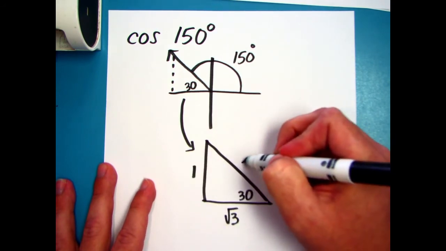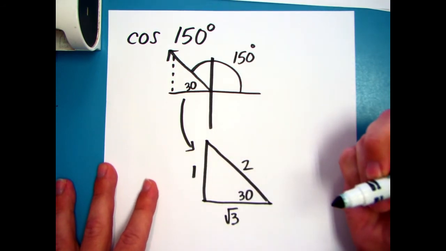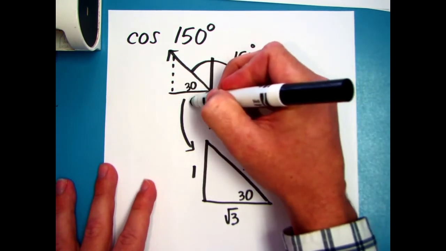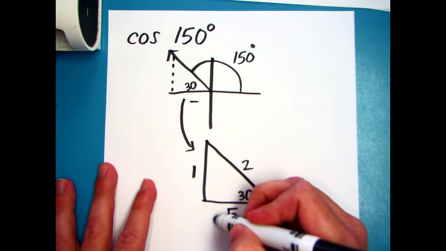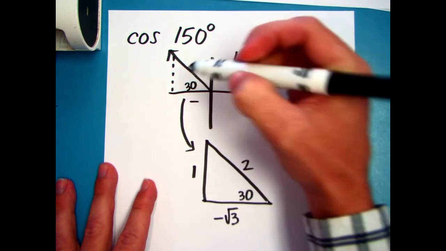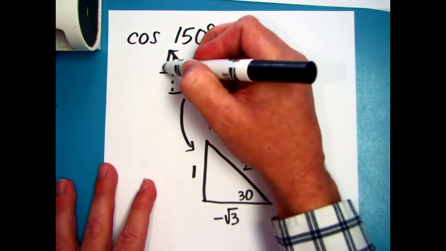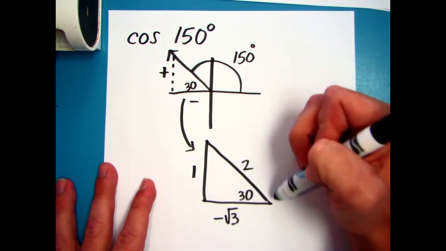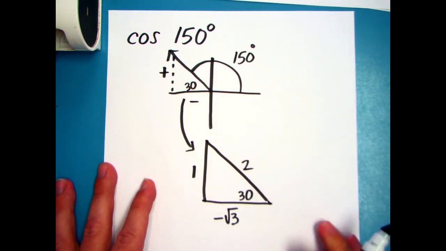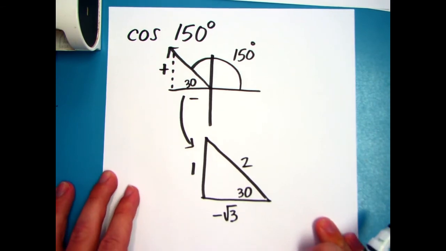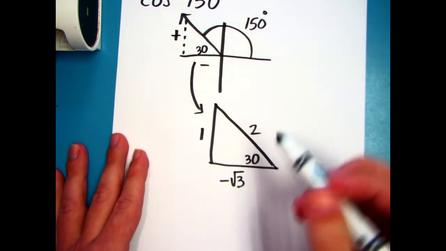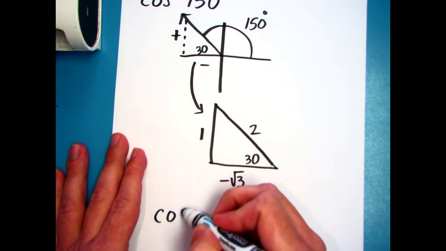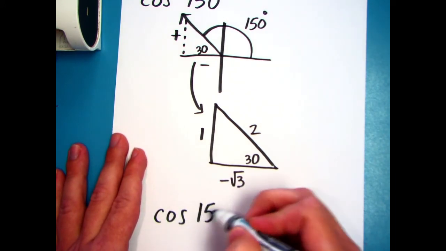Knowing that inner angle, I can fill in my missing sides. It's a 30, 60, 90 triangle. So root 3, 1, and 2 are the missing sides. If you look at your picture, root 3 is going in the negative x direction. So that side is negative. 1 is going in the positive y direction, so that is a positive 1. And the hypotenuse is always positive.